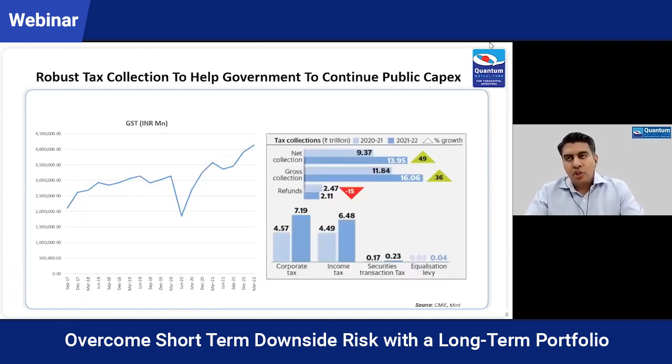On the other hand, government spending is likely to increase. What will support that is the higher tax collections, be it GST, corporate tax, or income tax collections, which have been incrementally higher for the government. So we hope that the government will do the heavy lifting and make more capital expenditure, which will lead to a further increase in economic activity.